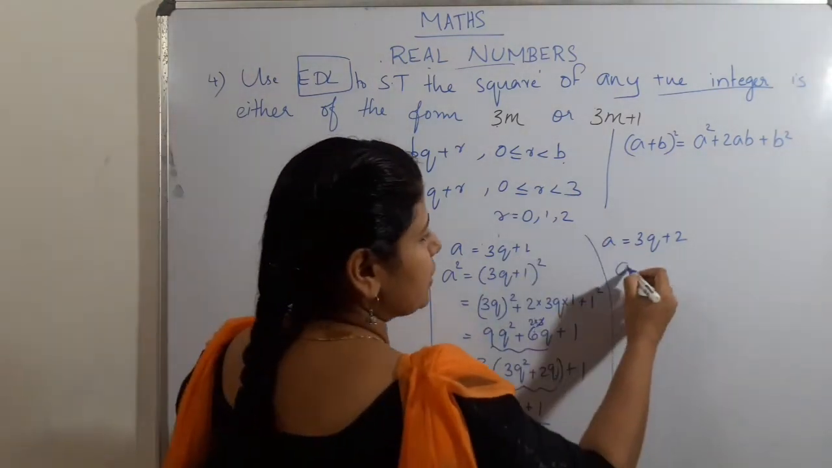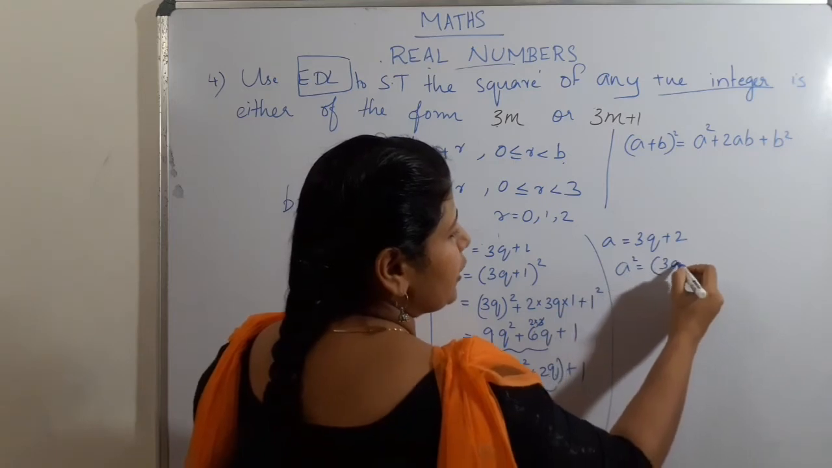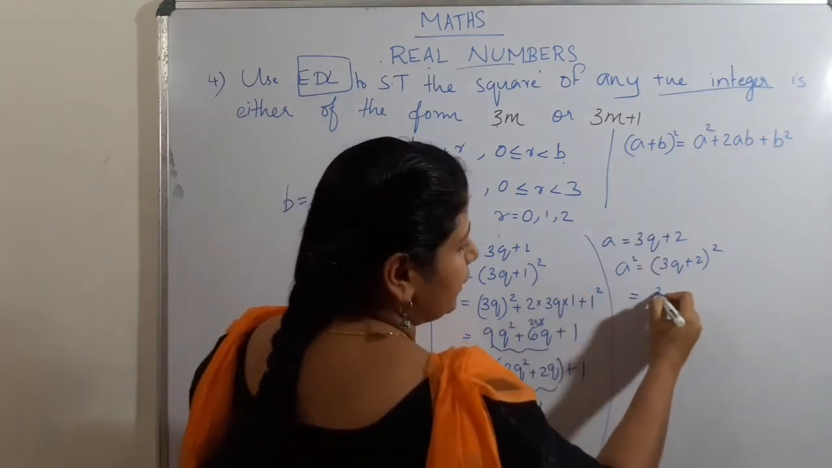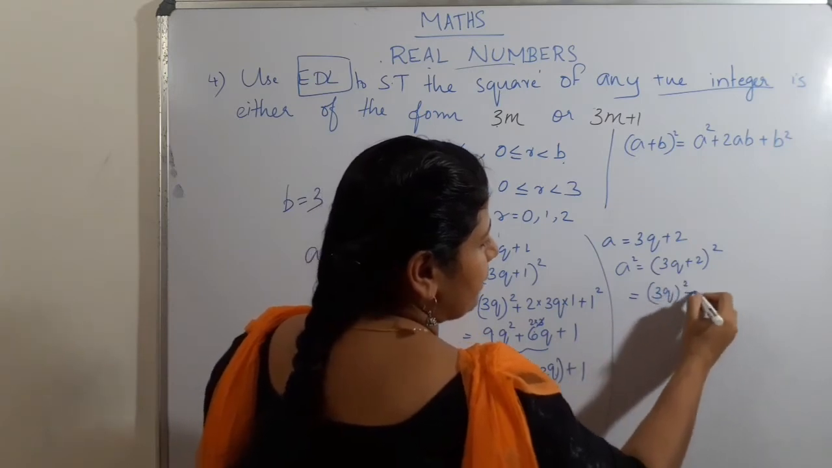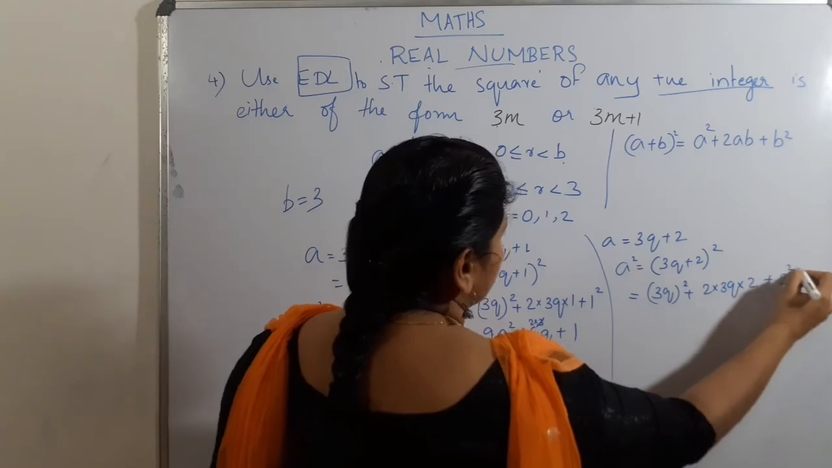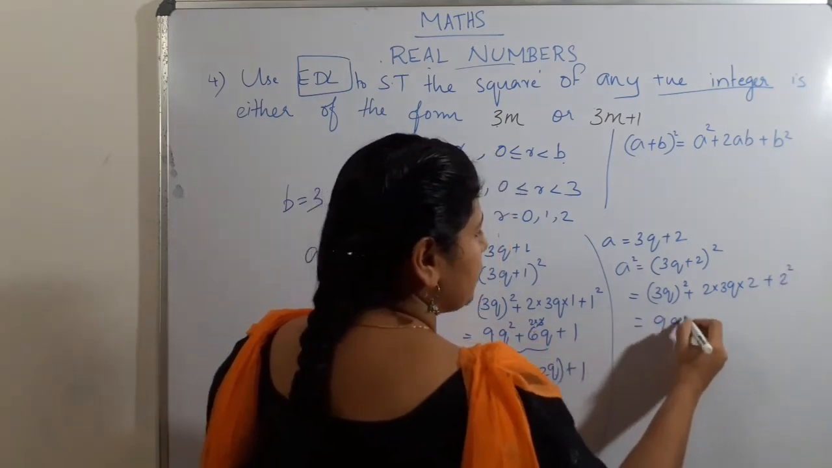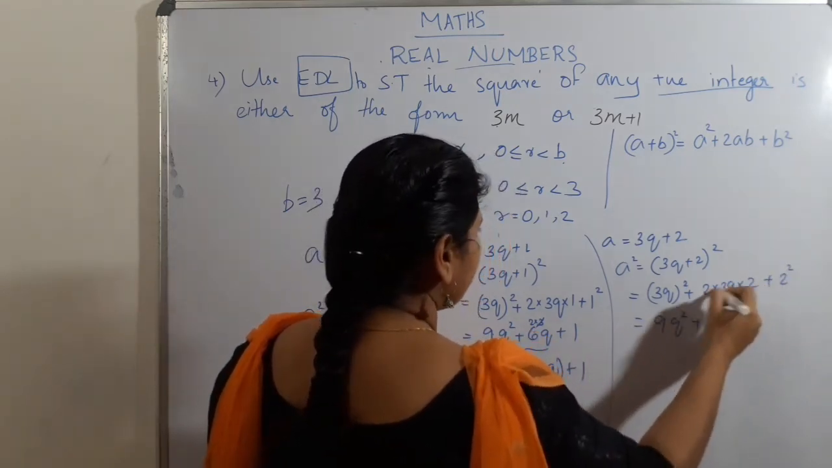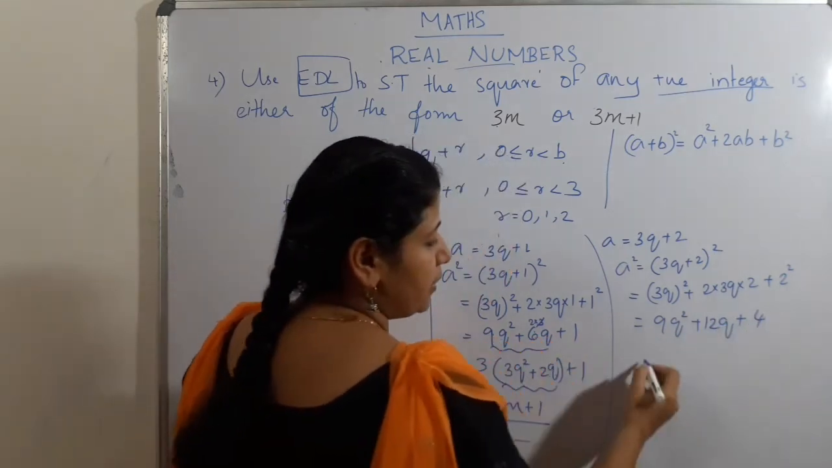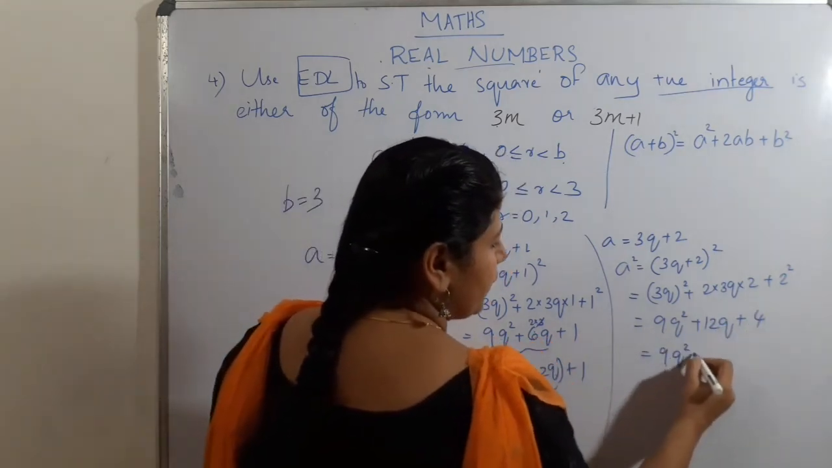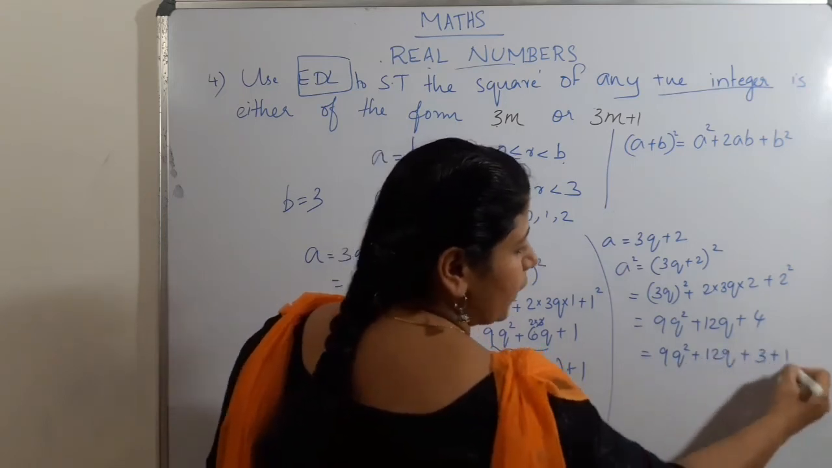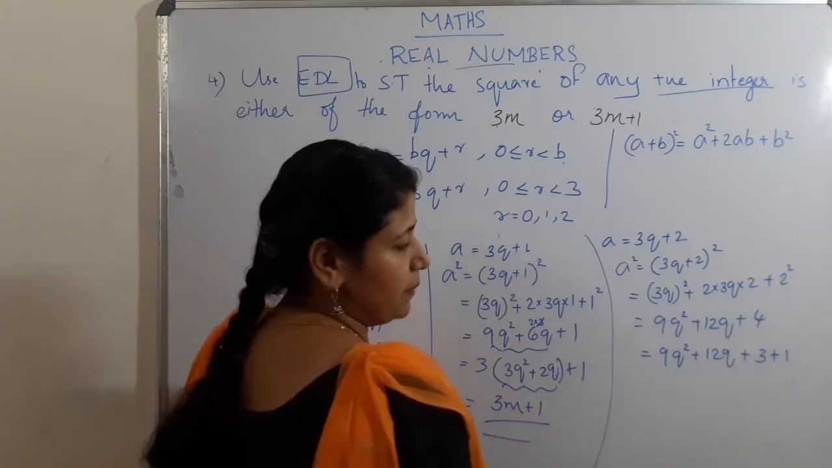We will get a square equal to 3q plus 2 whole square. Using this formula, a square plus 2 into a into b plus b square. So 9q square, 2 into 3 6, 6 into 2 12, q plus 4. We will write this 9q square plus 12q. 4 can be written as 3 plus 1. Am I right? 4 can be written as 3 plus 1.